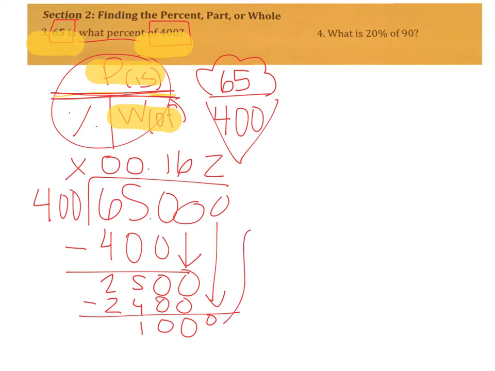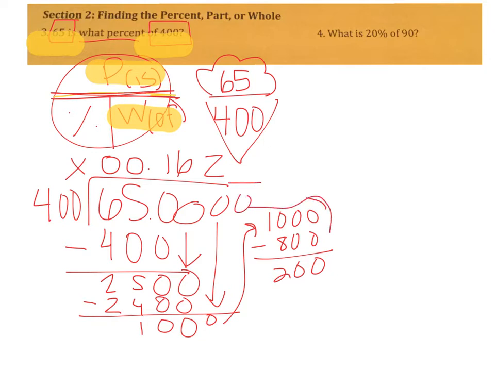I'm going to go ahead and bring this up here so I have a little more room. So 1,000 minus 2 times 400, which is 800, and we'll subtract, and we'll get 200. So I'm going to have to add another 0 and bring it down.